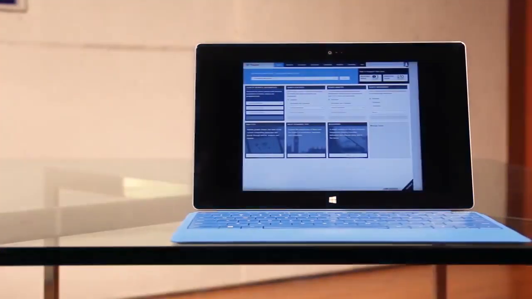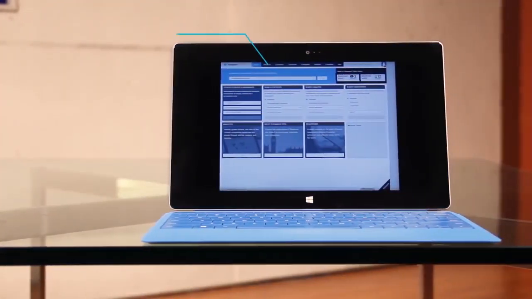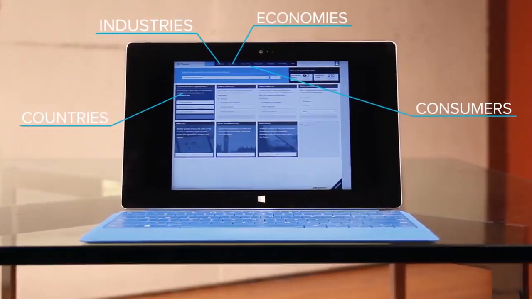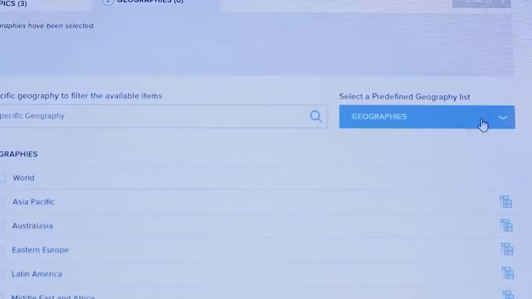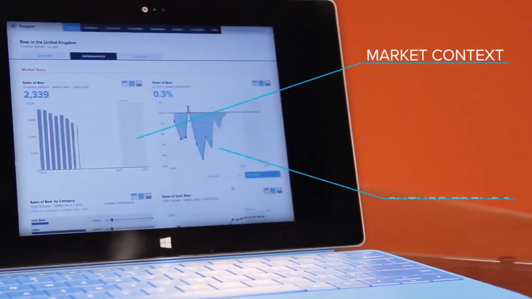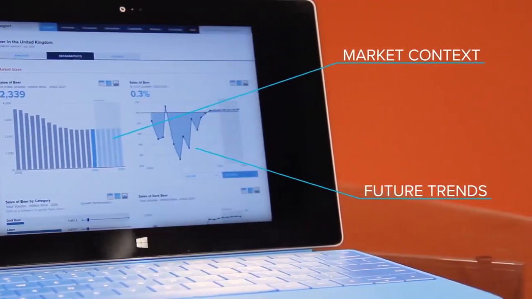Passport is a market research database that includes global research and analysis on industries, economies, countries, and consumers. This research spans across hundreds of categories, industries, and countries, helping organizations like yours gain market context and identify future trends impacting businesses worldwide. Passport allows you to investigate how consumers live and factors influencing lifestyle choices.